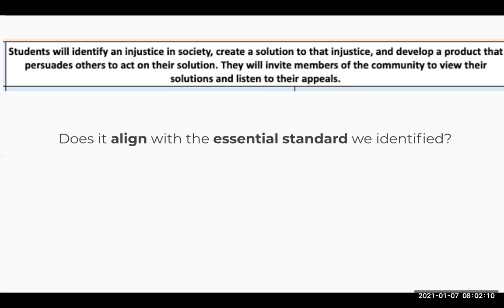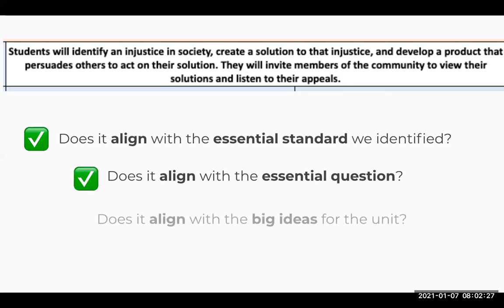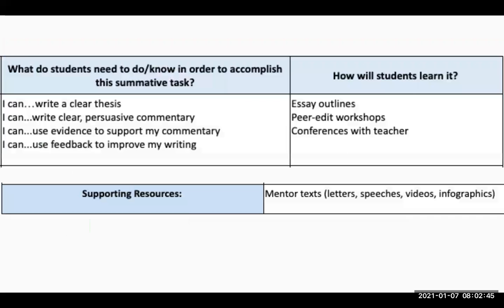So there are 3 questions I asked myself. The first, does this align with the essential standard we identified? Are students writing arguments? Yes, they are. Are they aligning with the essential question, that theme of changing and adapting and impacting our world? Absolutely. Does it align with the big ideas for the unit, where they have to speak orally? There's going to be some research involved and they're going to have to analyze that tone and bias. Absolutely. There's going to be a lot of that involved in this process. So this is the summative task that I was able to come up with when I bridged those 3 components.